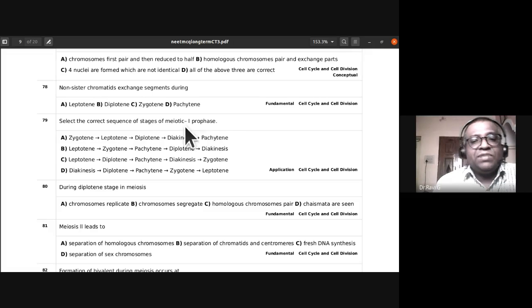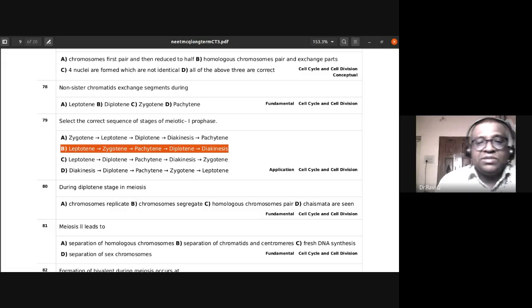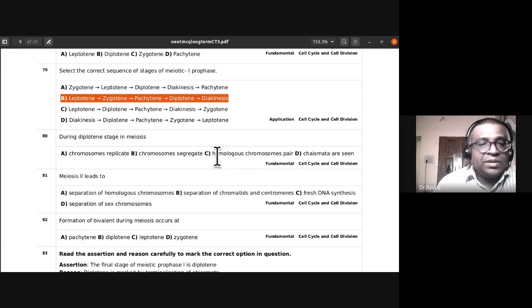Select the correct sequence of stages of meiotic 1 prophase. This is very easy. As I said, LZP D square: leptotene, zygotene, pachytene, diplotene, and the last stage diakinesis. So this is the correct sequence of prophase 1. Remember LZP D square, so you could easily score for this question. Leptotene, zygotene, pachytene, diplotene, and diakinesis.